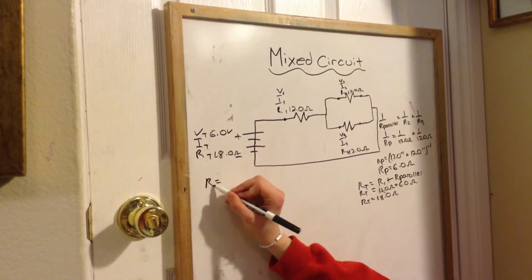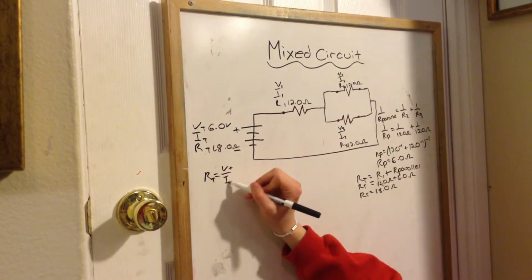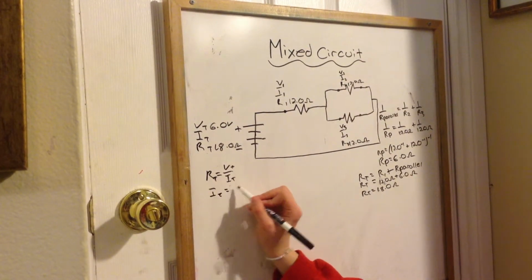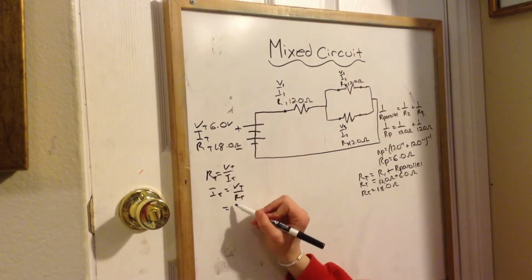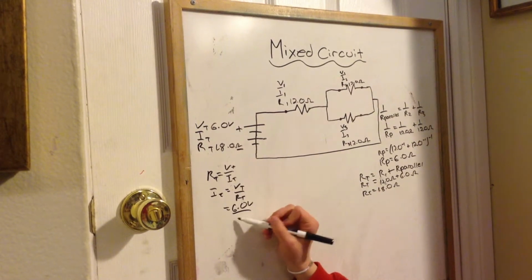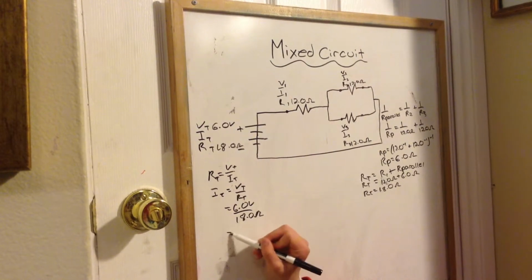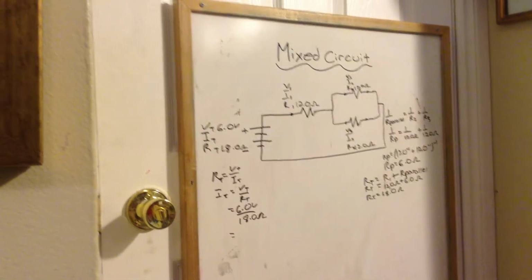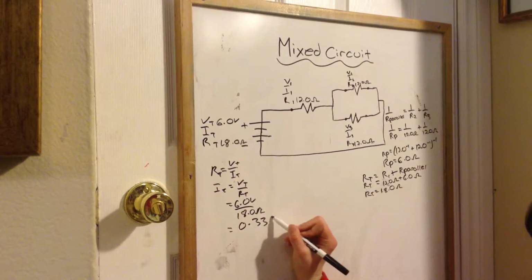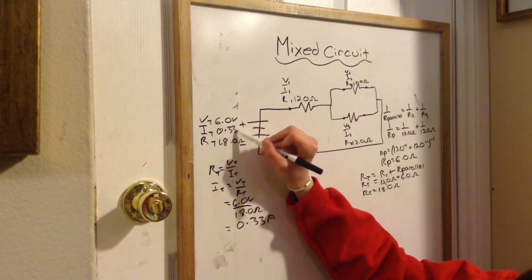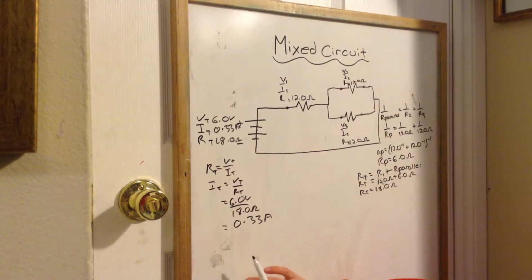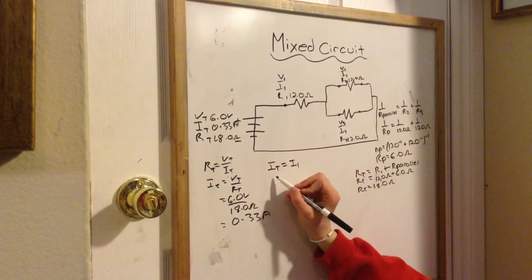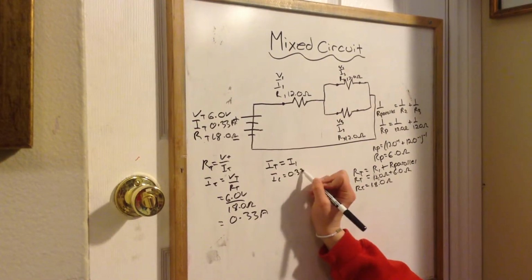Ohm's law is R equals V over I. So I rearrange the formula for I. So I equals V over R, which equals 6.0 volts over 18.0 ohms, which equals, I'm going to punch that into my calculator, 0.33 amps. And I write that right there. The next step, I can find I1 because I know IT equals I1. So therefore I1 equals 0.33 amps.